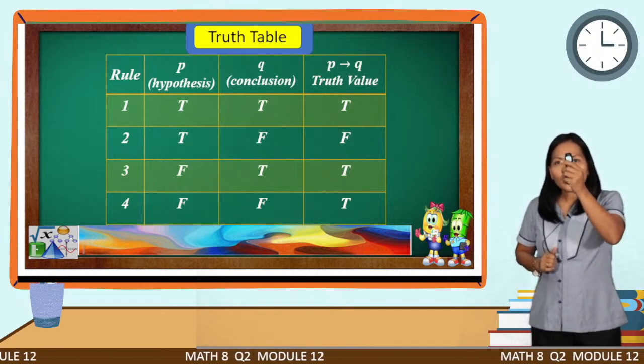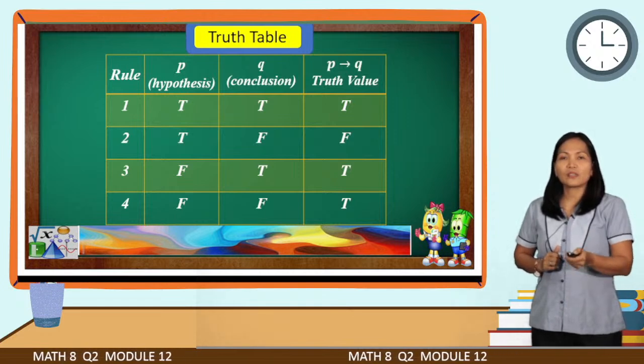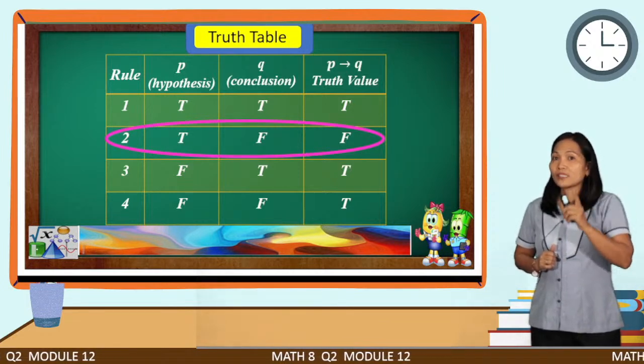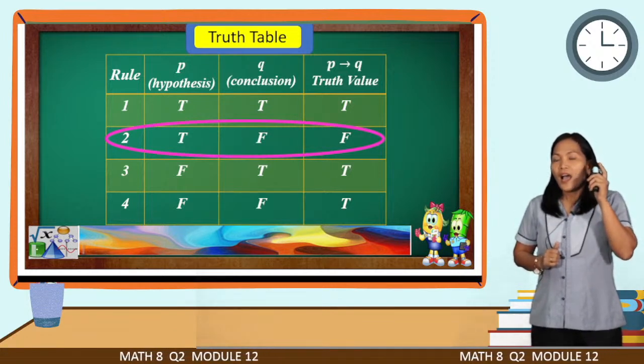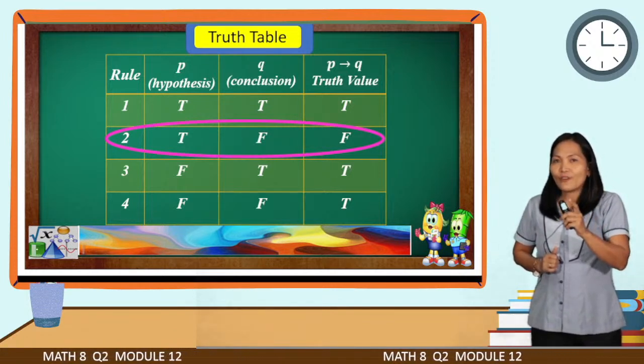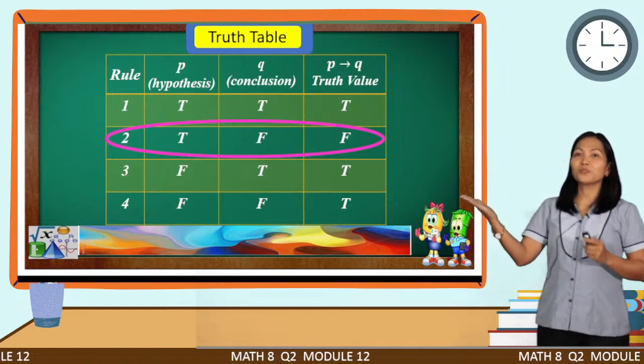Okay? I want you to observe the decisions for the 4 implications. Only one is false. As we have mentioned, a statement is false only when the hypothesis is true, but the conclusion is false.